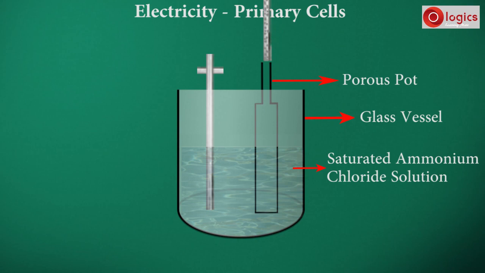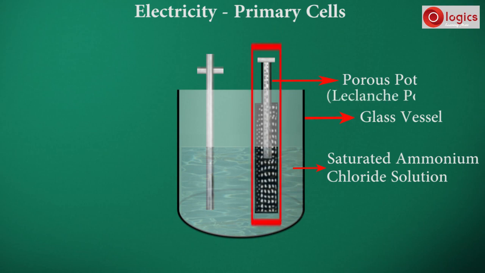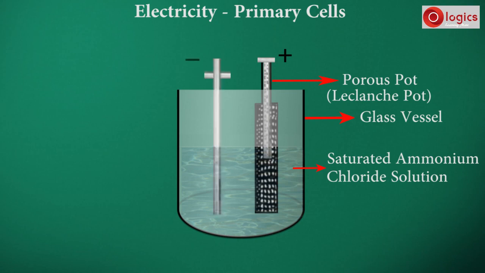Place a carbon rod in the middle of the porous pot. The space is tightly filled with a granular mixture of activated charcoal and manganese dioxide. This is called the Leclanche pot. Now, the carbon rod acts as the positive pole, and the zinc rod acts as the negative pole.